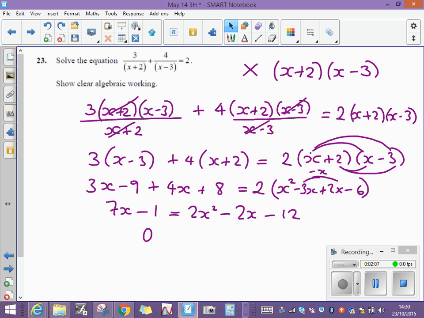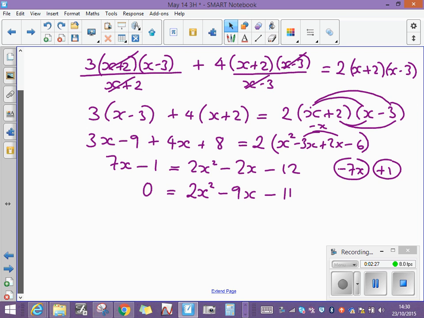Now it's a quadratic equation, but I'm going to make one side equal to 0, so I'm going to make this side equal to 0. I'm going to take away 7x from both sides, and I'm going to add 1 to both sides. So the left hand side is now 0, the right hand side is 2x squared, minus 2x, take away 7x is minus 9x, minus 12 plus 1 is minus 11.